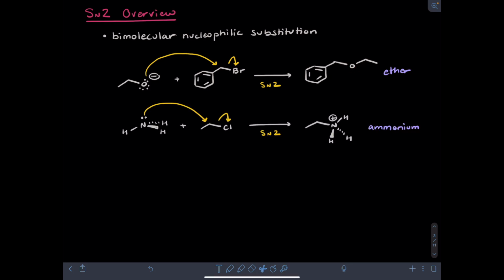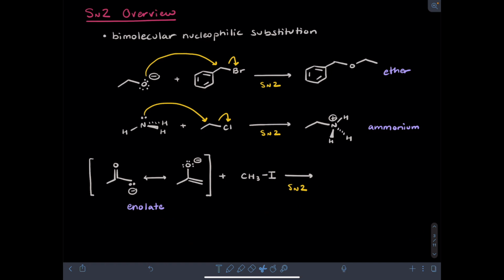SN2 reactions can also occur involving strong nucleophiles that are neutral, such as amines. In this case, I'm showing a neutral ammonia molecule reacting with chloroethane in an SN2 reaction to generate an ammonium salt. So upon the substitution reaction, the neutral nitrogen was converted into a cationic nitrogen.